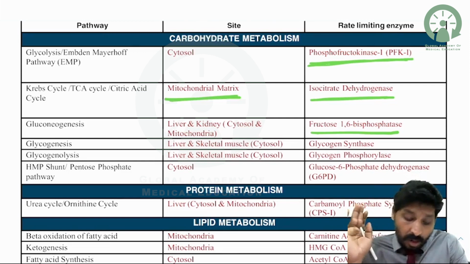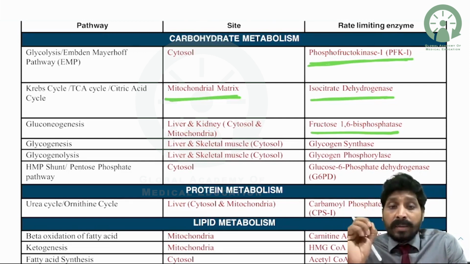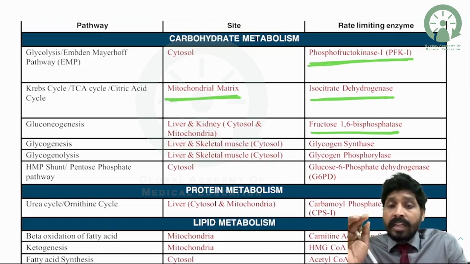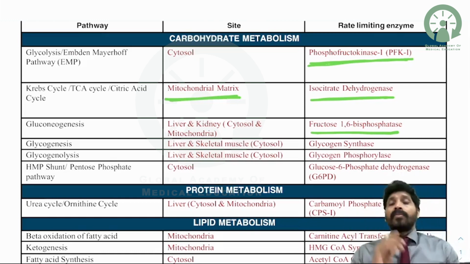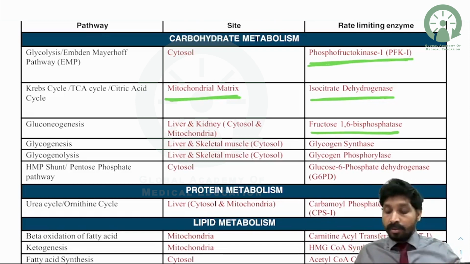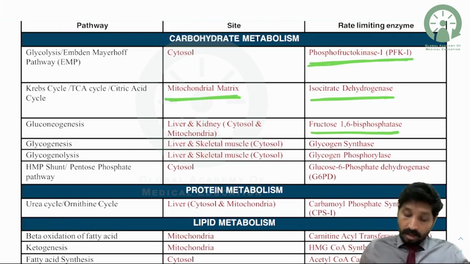Remember. Okay, glycogenesis, which takes place in liver and skeletal muscle, cytosol. Glycogen synthase is the rate limiting enzyme. And glycogenolysis, liver and skeletal muscle, cytosol. The enzyme is glycogen phosphorylase. The rate limiting enzyme for glycogen synthesis is glycogen synthase, and for breakdown of glycogen, glycogenolysis, it is glycogen phosphorylase. HMP shunt or pentose phosphate pathway takes place in cytosol. The key enzyme is glucose 6 phosphate dehydrogenase. Okay, so these are the key pathways of carbohydrate metabolism and rate limiting enzymes.